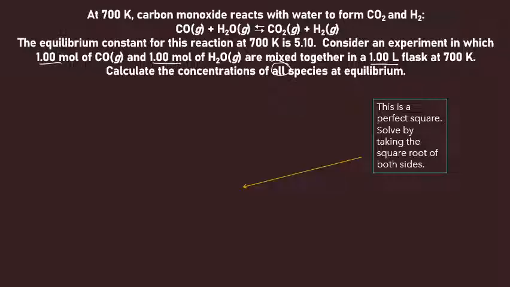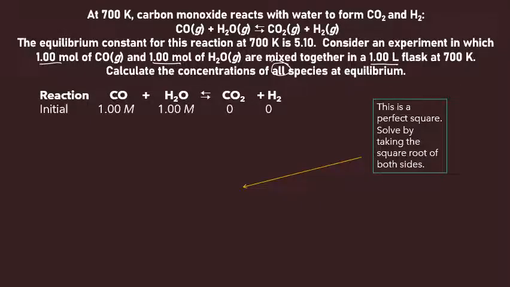So what we have to do first is write the reaction and make sure it is balanced. In this case it is a balanced equation, and then we have to write the initial concentration. 1 mole divided by 1 liter will give us 1 molar concentration. So carbon monoxide is 1 molar and water is also 1 molar. In the beginning, we do not have the products, so carbon dioxide and hydrogen will be 0.